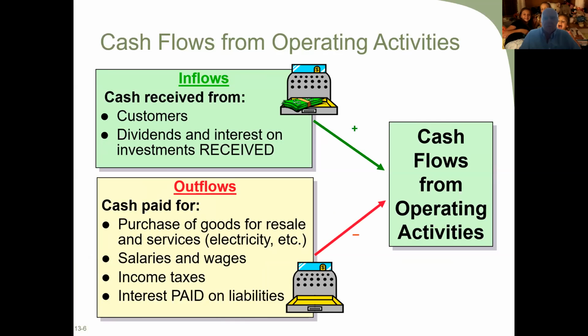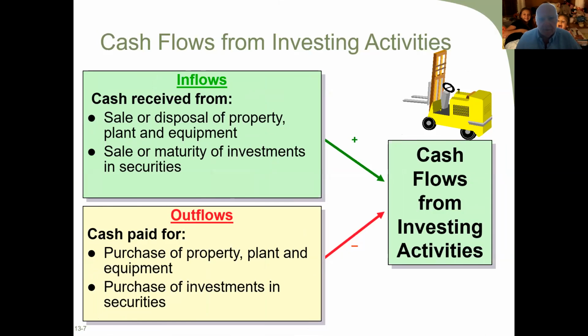Here we go. Cash flows from operating. We kind of know what that is now, right? Dealing with our customers, with our employees. Maybe we invested in another company, and that company paid us dividends. The investment in the other company is an investing activity, but the dividend and interest are operating. Kind of a little trick there. Cash outflows. We buy things, we pay people, we pay taxes. Cash flows from operating activities.